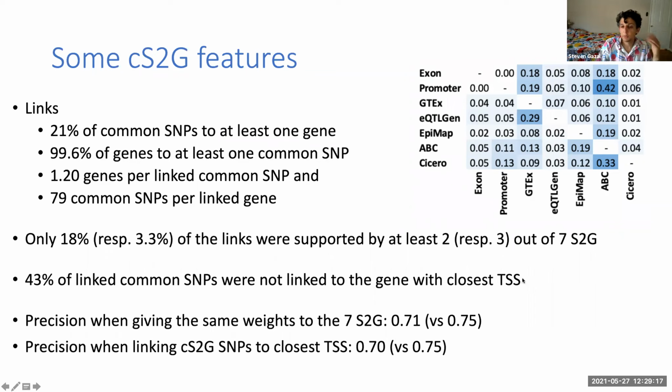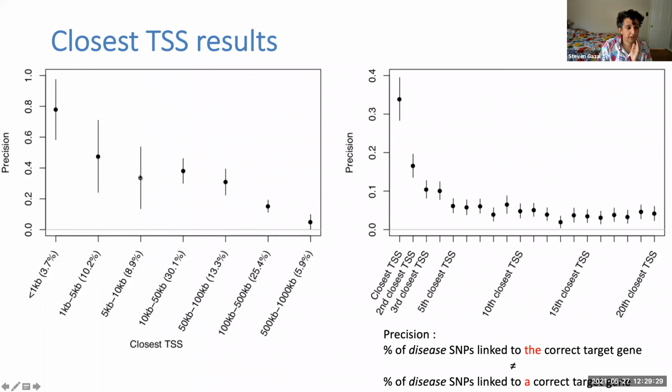Okay, so here are more results that I found interesting regarding the closest TSS. Here is the precision of the closest TSS stratified by the distance between the causal SNP and the TSS. And what we can observe is that the closer we are to a TSS, the more likely the causal variant is to target this gene.